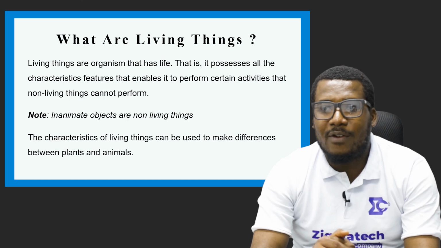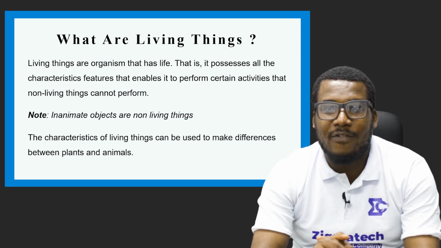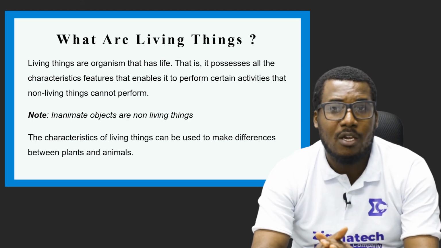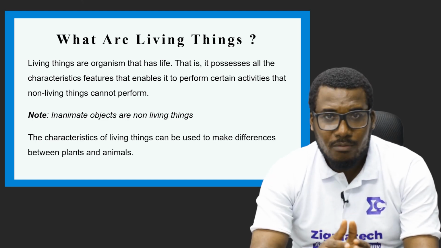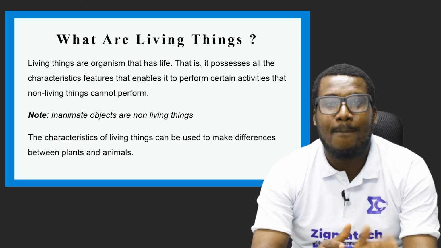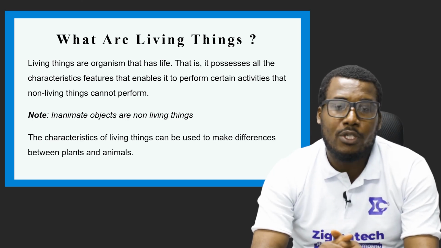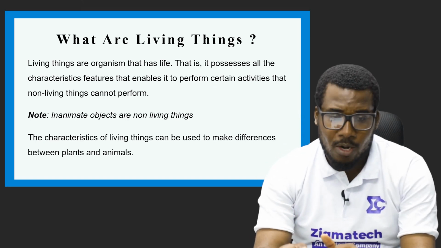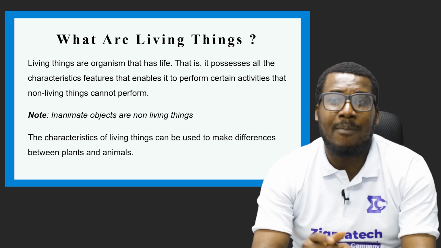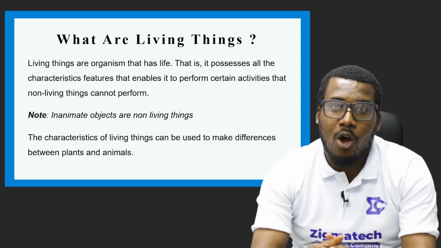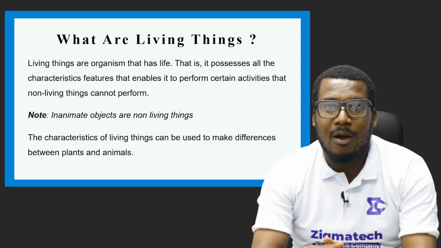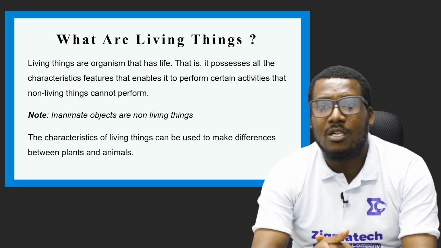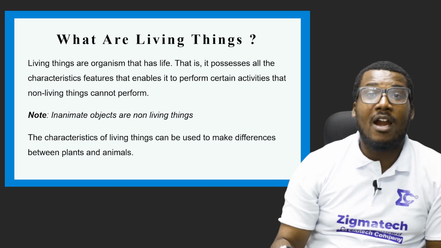The characteristics of living things can be used to make distinctions between plants and animals. So our focal points today will be mostly on living things, basically plants and animals. But we will still touch on other organisms and perhaps also non-living things, because we are going to be comparing them, finding the similarities they share with living things, if there are any.